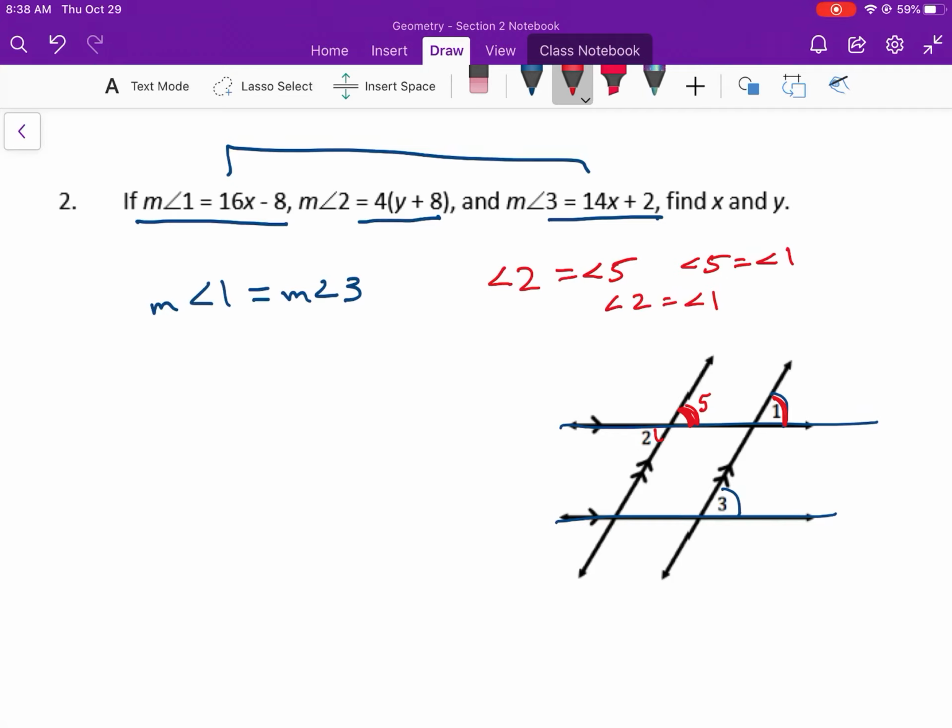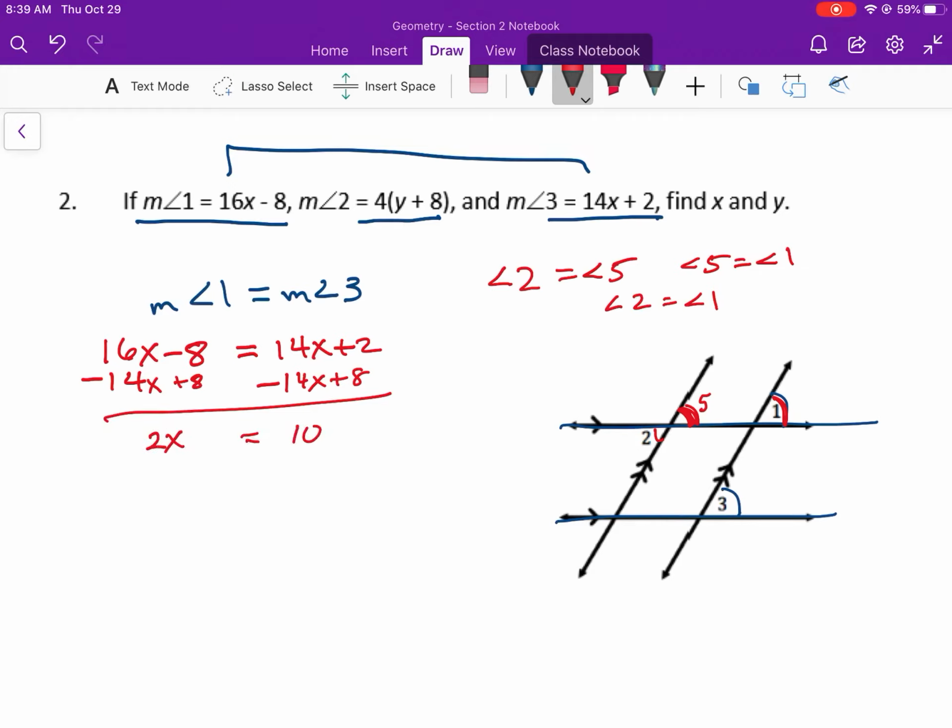So, oh yeah, let me find this and then I can find some other stuff. All right, so I'm going to say that 16x minus 8 is equal to 14x plus 2. Solving for x, so subtract 14x and add 8. I get 2x equals 10, so x equals 5. Now, what's the measure of angle 1? It's 16 times 5 minus 8, which is 72. So angle 1 is 72, which means angle 2 has to be 72.